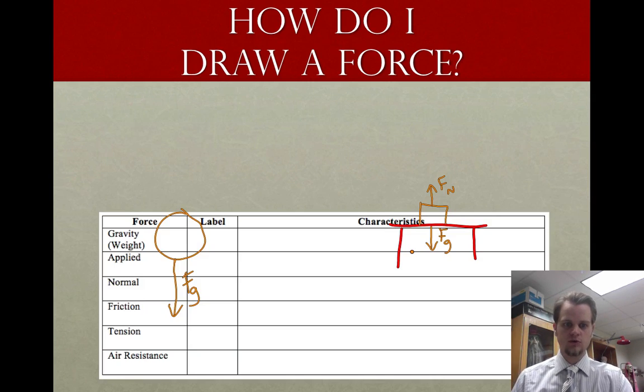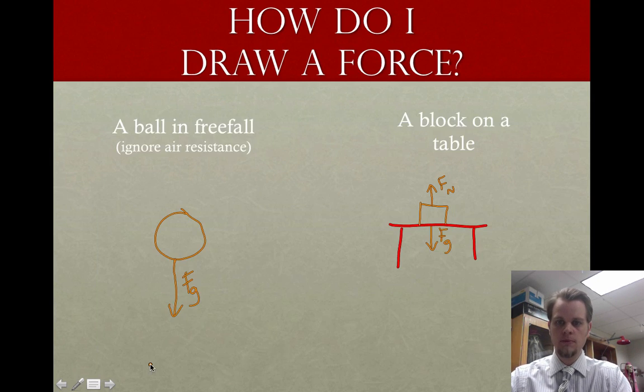I mean, you could go back and wonder, well, let's see. Is there an applied force? Well, no, we're not pushing on it. Is there friction force? Not really, because it's not moving, so it's not rubbing against any surfaces, so there's no friction. There's no rope, so there's no tension force. And it's not moving, so there's really no air resistance force. So therefore, that is this example.